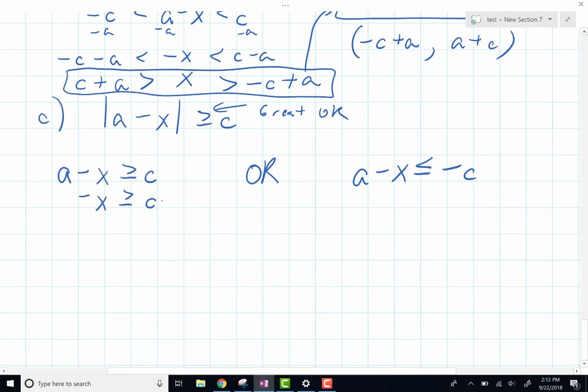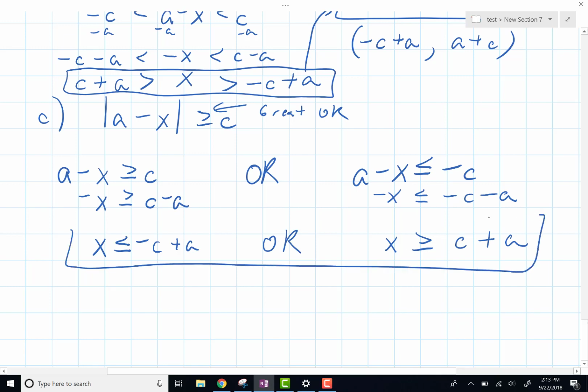So subtract the a over, c minus a. Divide by -1, so the inequality flips, -c plus a. So there's one answer. And then we go to the other one, subtract the a, -c minus a, divide by a negative, so the inequality flips, and you'll get positive c plus a. So slap an or in the middle, and that is the answer to your greater than problem.